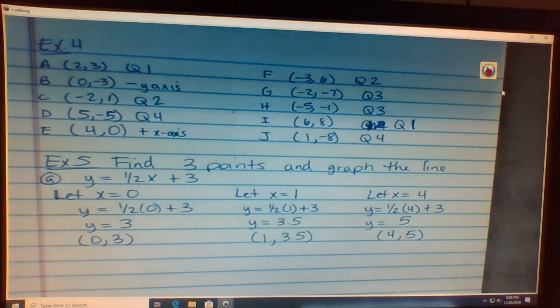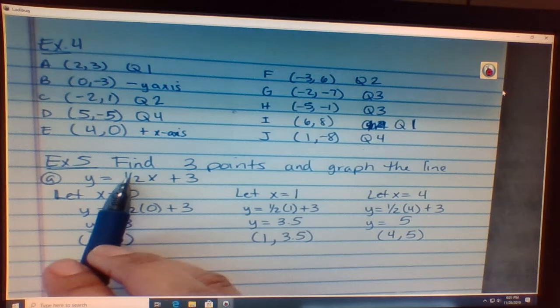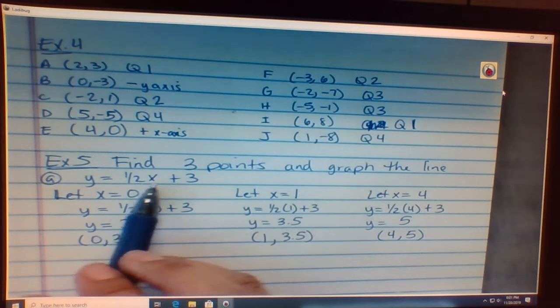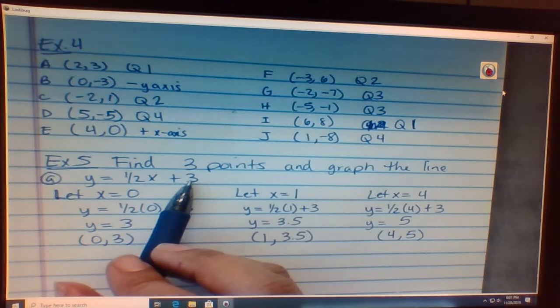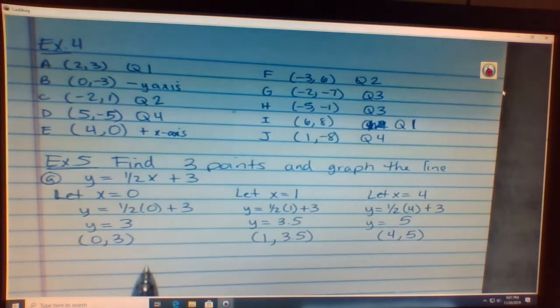Now, if you pick a negative number, it also works. Let's say I would pick negative 2. What's half of negative 2? Negative 1 plus 3? 2. So it would be negative 2, comma 2. You know, it doesn't matter what you pick.